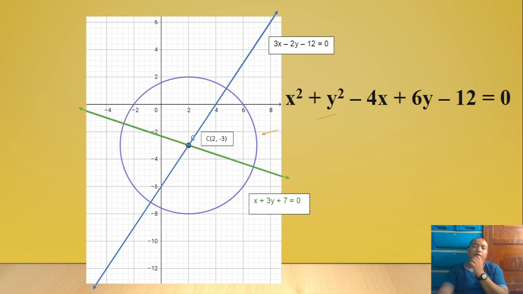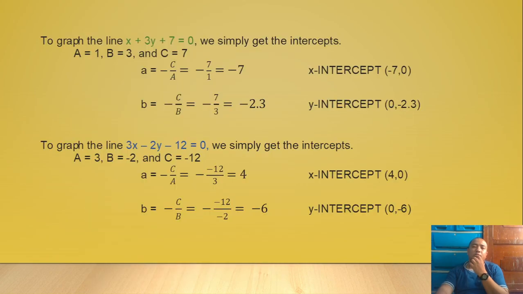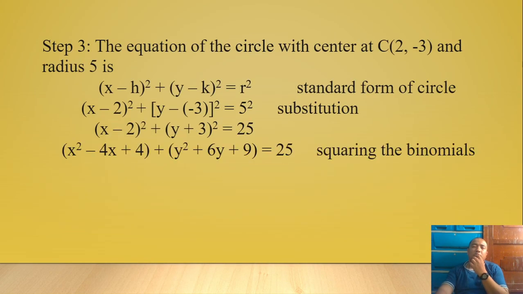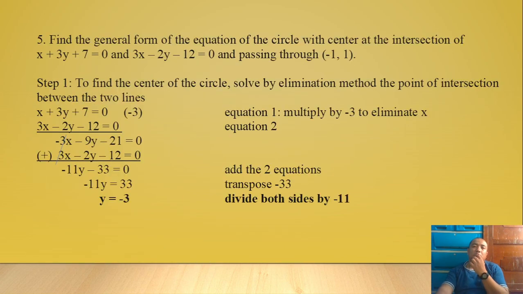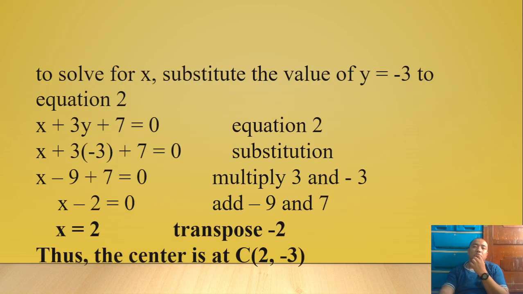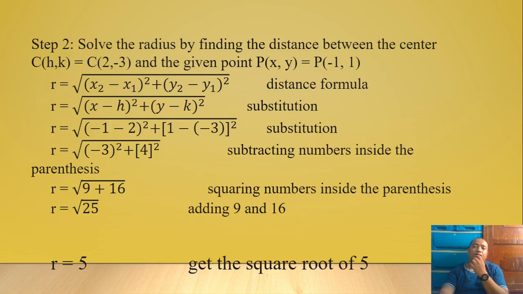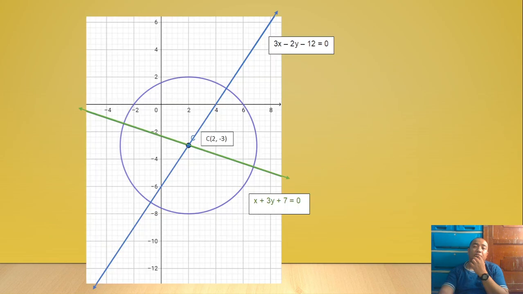So this is now the graph of the circle x squared plus y squared minus 4x plus 6y minus 12 equals 0. Okay, wait. Ano ba yung point of intersection niya? Passing through negative 1, 1. Tignan natin if it passes through negative 1, 1. In the graph, negative 1, 1. Tama. It passes through the point negative 1, 1.